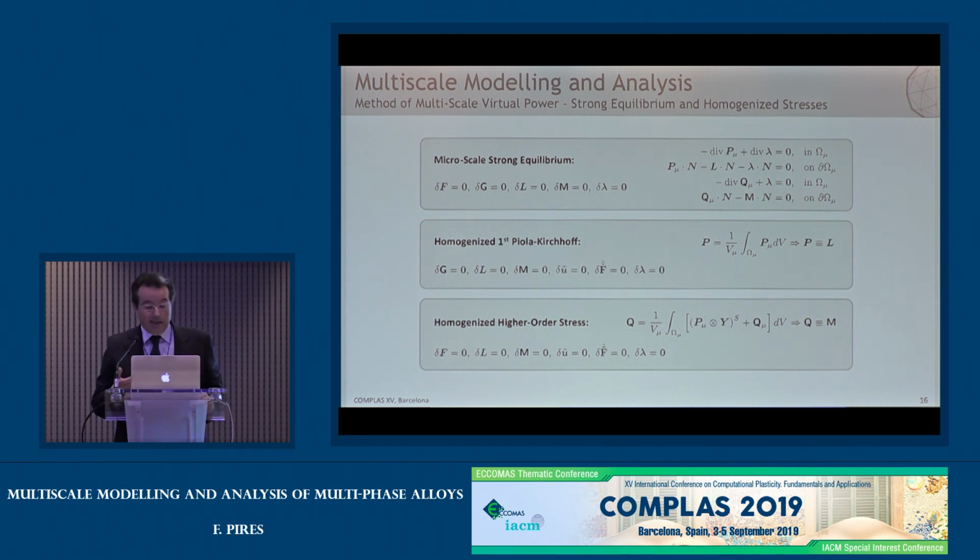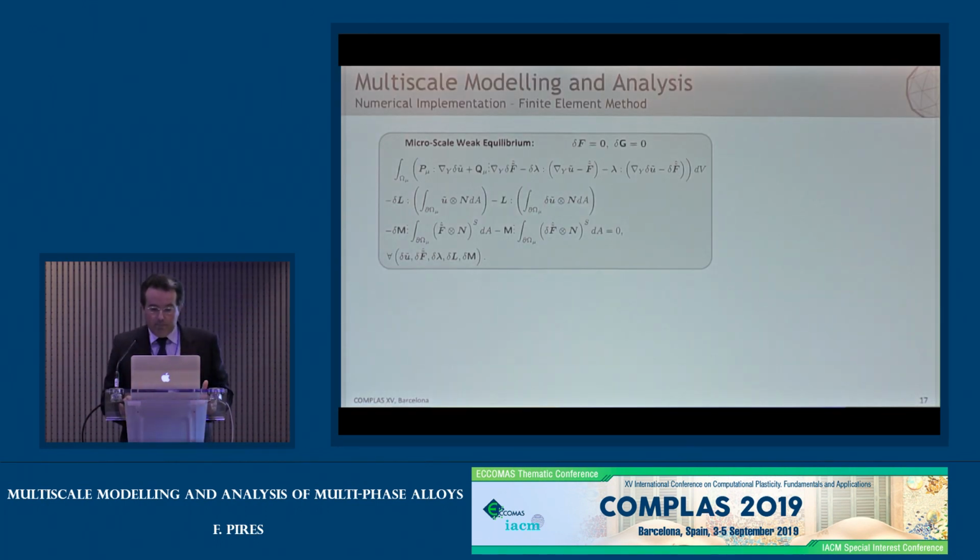The advantage of using the Lagrange multiplier method is that each multiplier assumes a very important physical meaning, being related to the first order stresses and the second order stresses. So although we're using the Lagrange multiplier, at the end, both Lagrange multipliers have a very physical meaning.